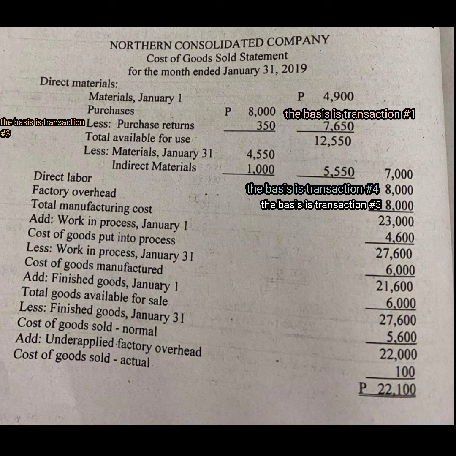Less finished goods January 31 amounted to 5,600 pesos. So 27,600 minus 5,600, we have 22,000 pesos. And that's the cost of goods sold, normal. And we're going to add to it the under-applied factory overhead amounted to 100 pesos. And the cost of goods sold, actual, we have a total of 22,100 pesos.